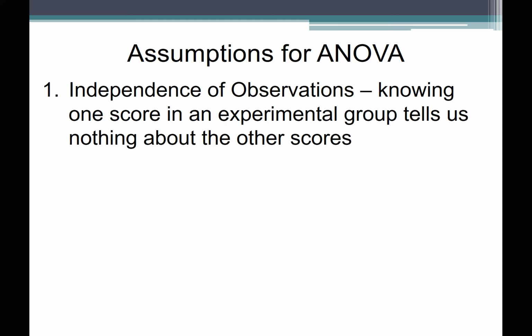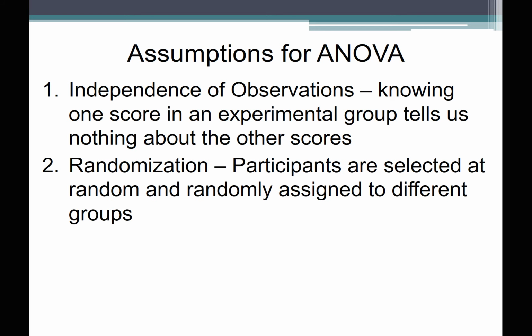So the assumptions for ANOVA include the independence of observations. So this just means knowing that one score in an experimental group tells us nothing about another score, right? So one person's score on a test doesn't influence somebody else's score on a test. We also assume that we're using some form of randomization, that participants are selected at random and they're randomly assigned to be in different groups.